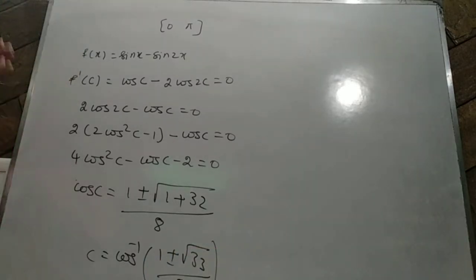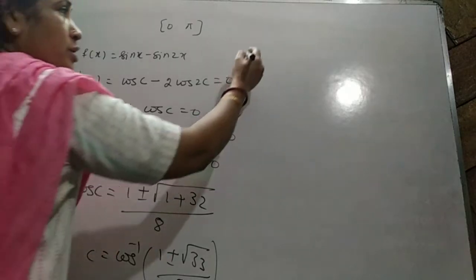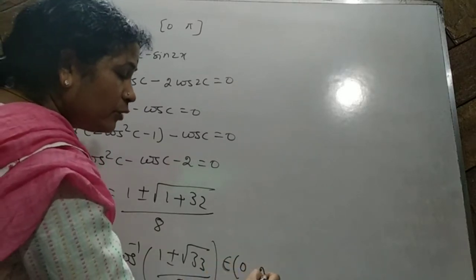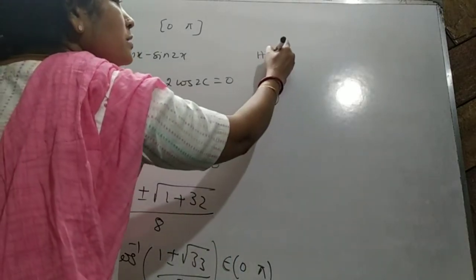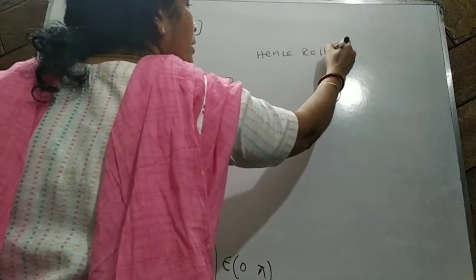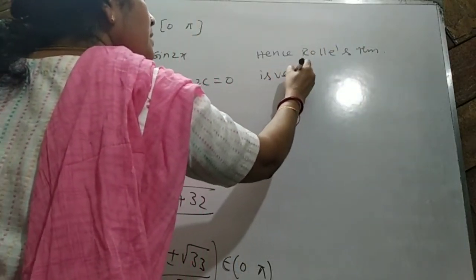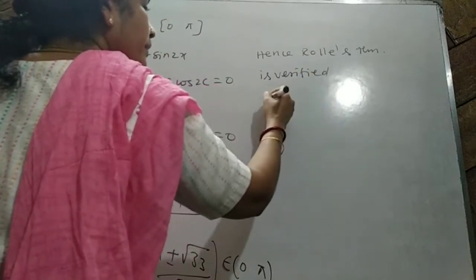Since c is in 0 to pi, that means second quadrant, where the cos value is negative, and the first quadrant, where it is positive. So you have to write that it belongs to 0 to pi. Hence Rolle's theorem is verified when c is equal to. Are you clear, beta?